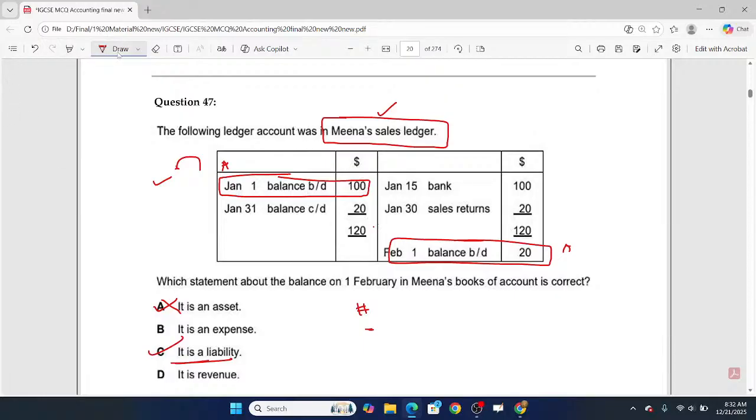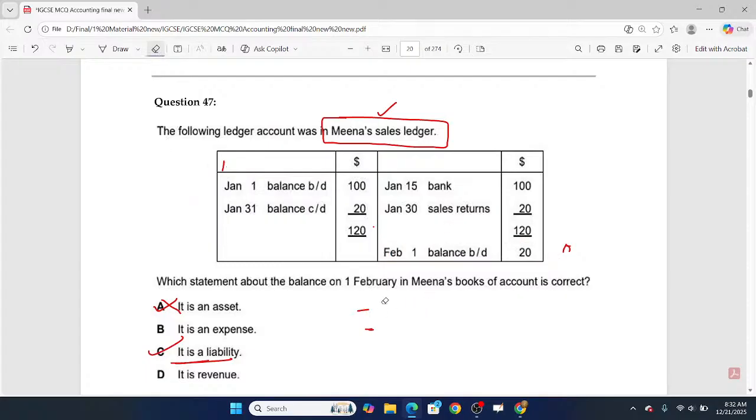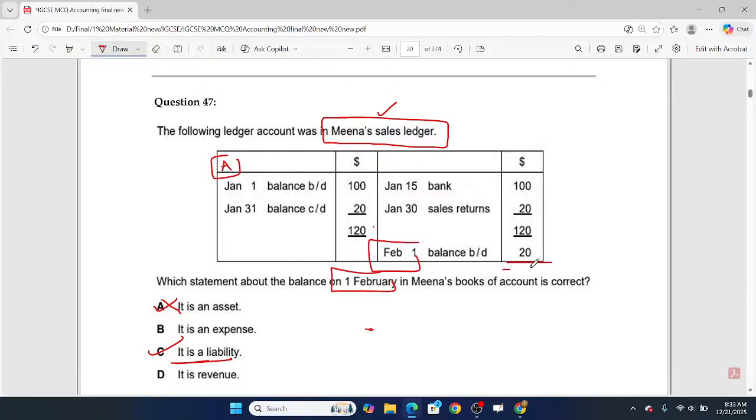So I was stuck here. The question is correct. If the value is in the debit side, it is an asset. But here, on February 1, this value appears in the credit side. So if it appears in the credit side, it's a liability. Now I have verified and confirmed, C is the correct answer. Is that clear? If the balance is in the credit side, then it's a liability.